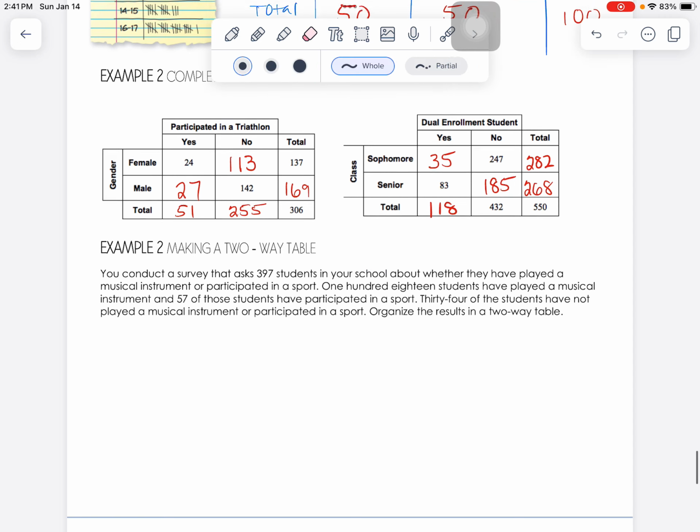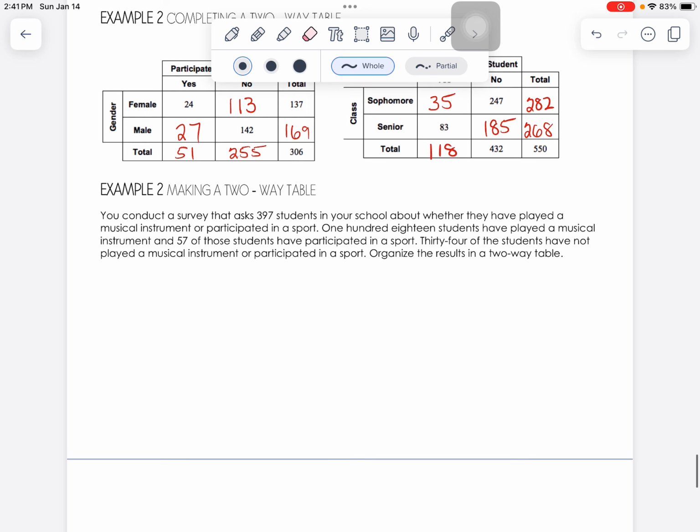All right, example, I guess that should be example 3, really. Making a two-way table. You conduct a survey that asks 397 students in your school about whether they have played a musical instrument or participated in a sport. 118 students have played a musical instrument, and 57 of those students have participated in a sport. 34 of the students have not played a musical instrument or participated in a sport. Organize the results in a two-way table.